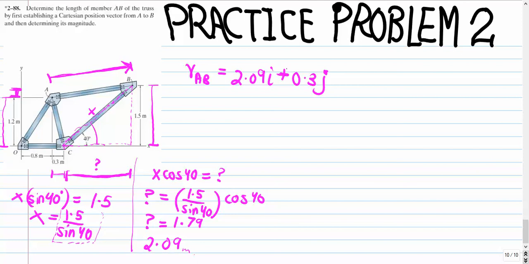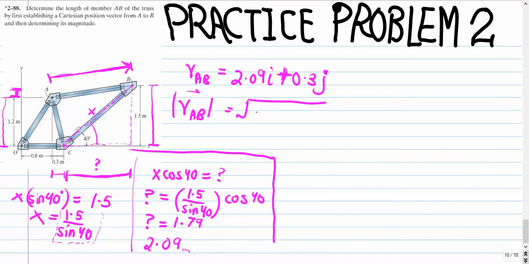So this is the Cartesian form of our length vector AB. Now that we have this Cartesian form, we can just find the magnitude by using the magnitude formula, the square root of the sum of the squares of each component, and we simply get 2.95 meters to three significant figures, and this is the length of our vector AB.